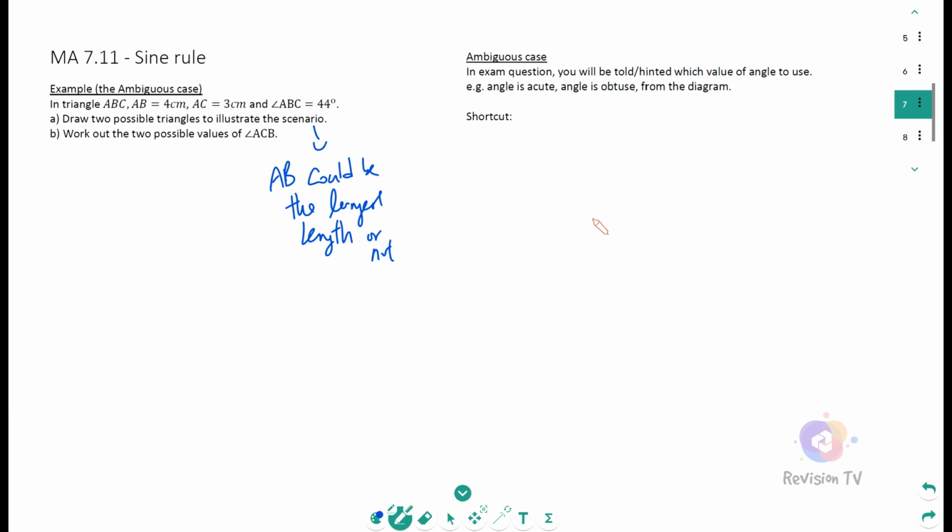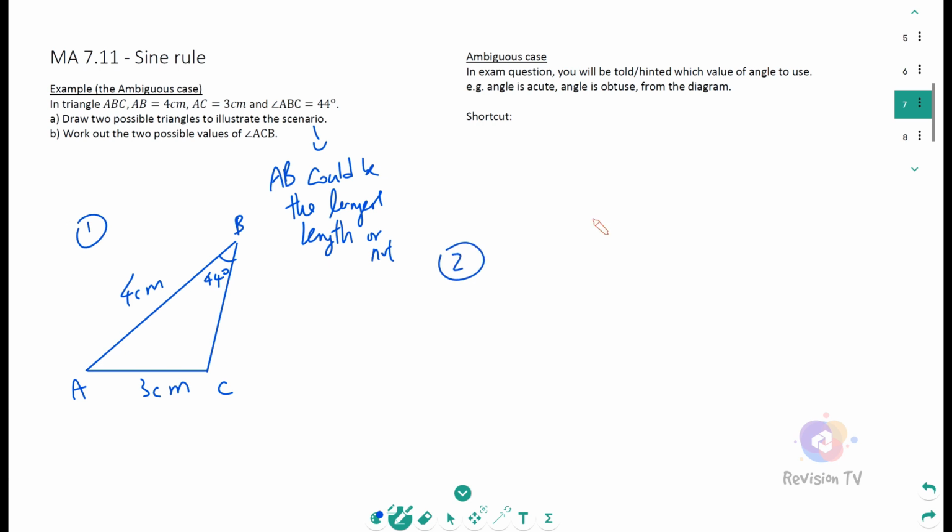So we can first of all draw how it looks. If AB is the longest length, let's say with AC in here, with A and C, 3 centimeters. If AB is the longest length, let's draw it like this maybe. Then that's AB, 4 centimeters, then that will be AC. Okay, so 44 degrees. So that's scenario number 1.